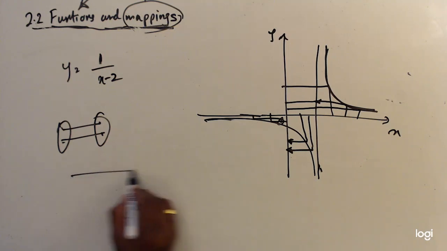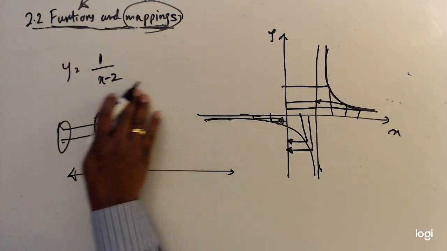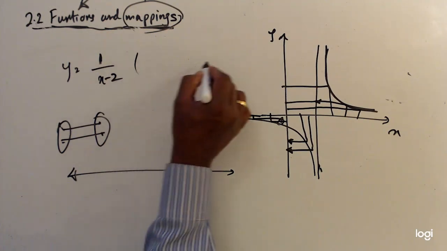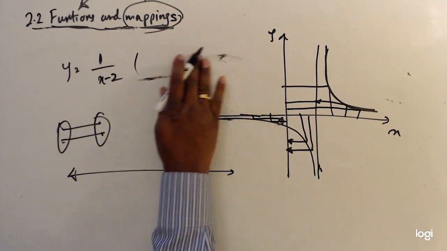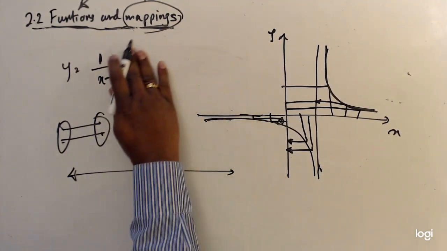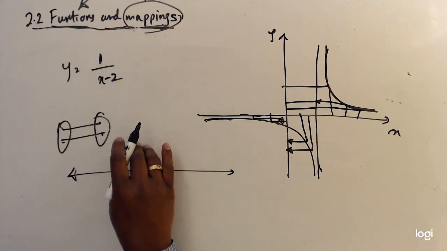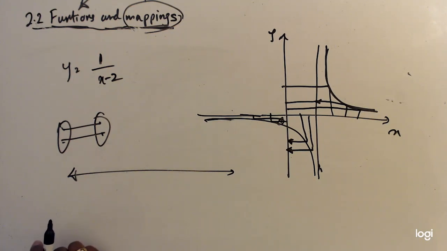Why? Because on the number line, they didn't mention anything about the domain. Usually the domain appears here. So there is no restriction given for the domain. In that case, we have to assume that the domain is all the real numbers. This is the standard.